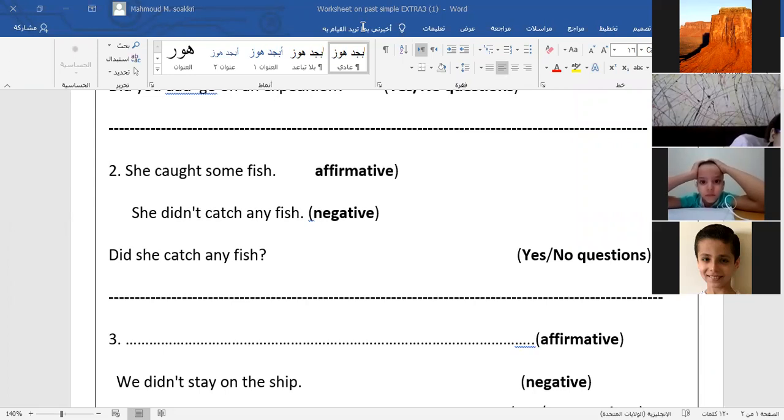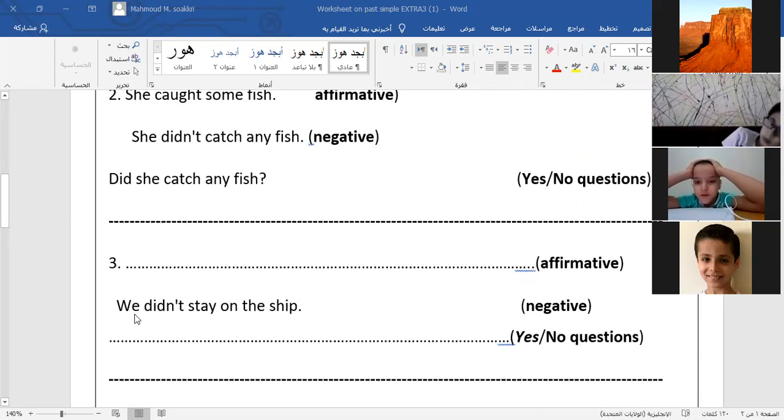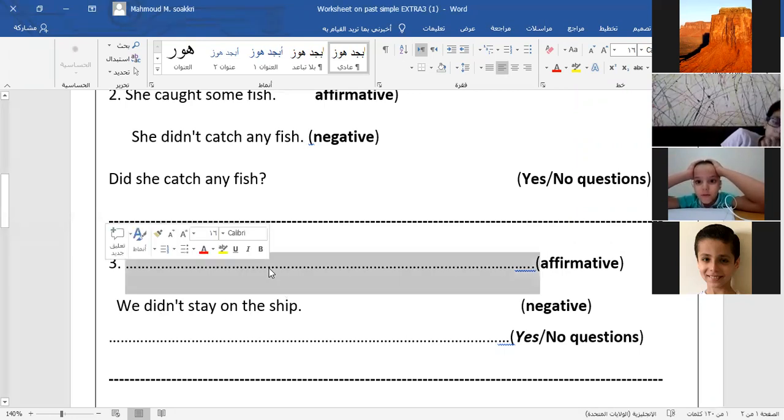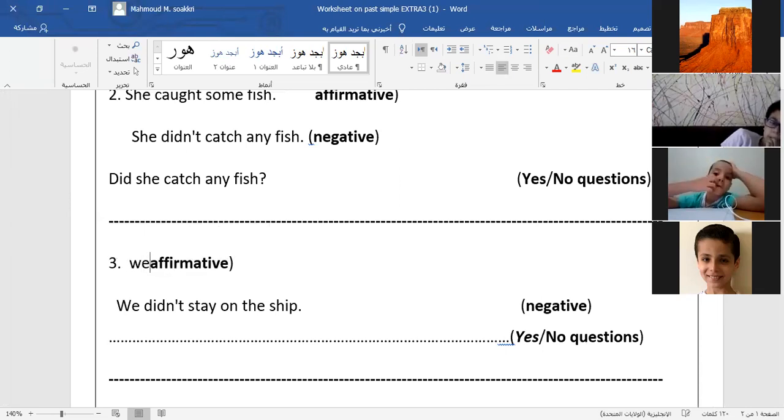Esther? Number three, Esther. We have here a negative sentence: We didn't stay on the ship. Yes, we want to make it positive. We have to cut didn't. So we start with we. We didn't. Yes, but in an affirmative sentence, we cut didn't.